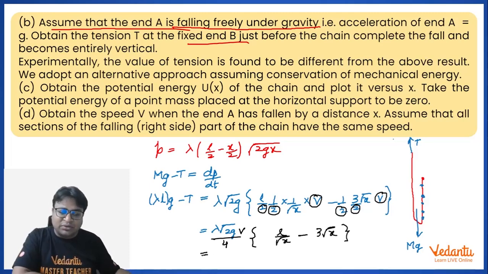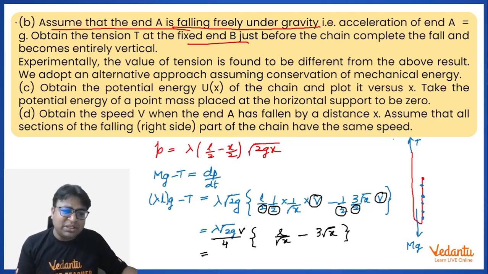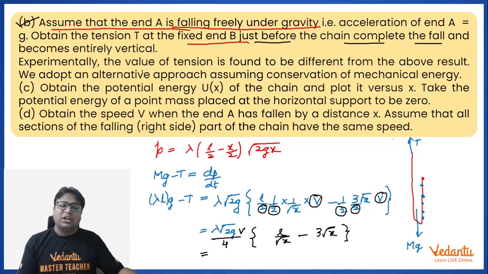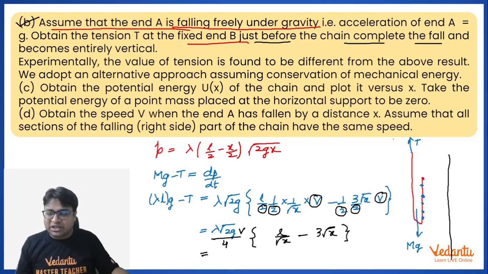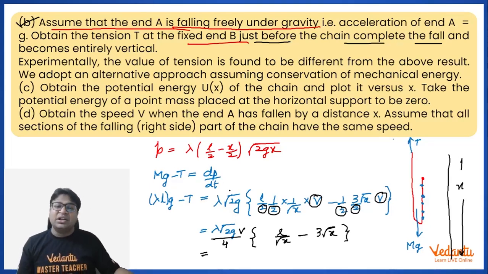Now we can find tension as a function of x also, but part B is asking me to find the tension just before the chain completes the fall. What does it mean that the chain completes the fall? It basically means that the chain has straightened. So the chain becomes straight when the value of x becomes equal to the length of the chain, which is equal to L. So I'm simply going to substitute L in place of x.